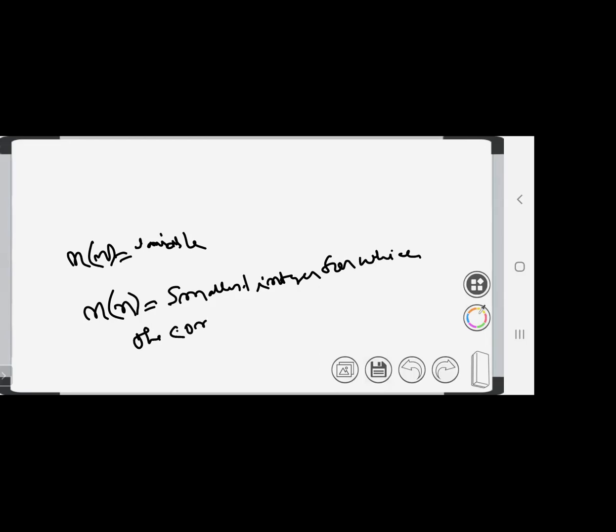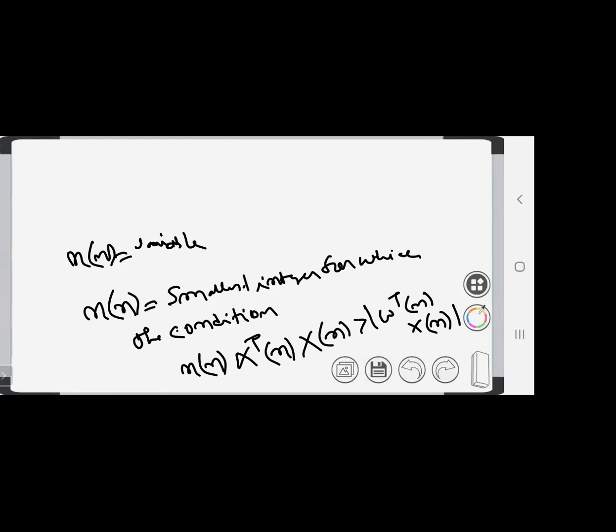Now, in the absolute error correction procedure for the adaptation of a single layer perceptron, for which eta n is a variable, in particular, let eta n be equal to the smallest integer for which the condition holds, that is, eta n x transpose n xn is greater than mod of W transpose n xn. This condition must hold.